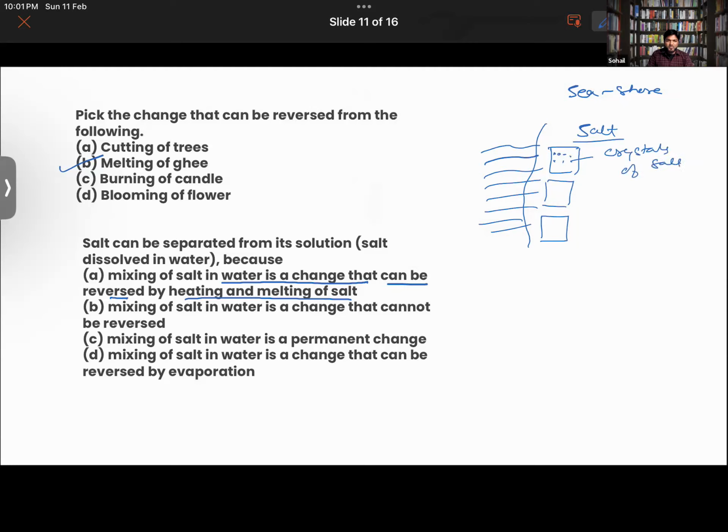You can watch a documentary on this also. There are so many good documentaries on how they obtain salt from the seawater. I would recommend watching one. So it's a very simple process. So it is reversible by evaporation.